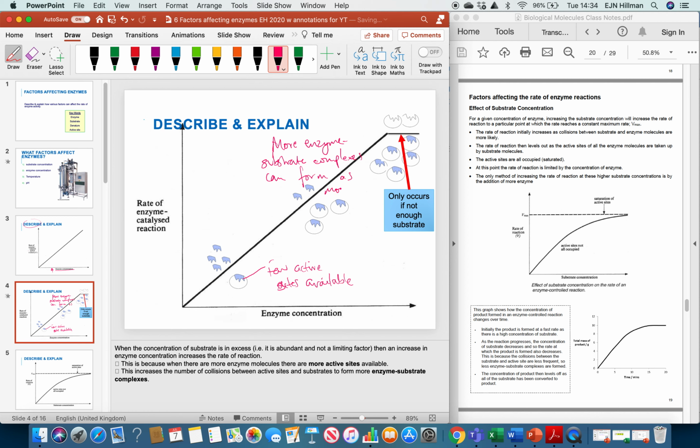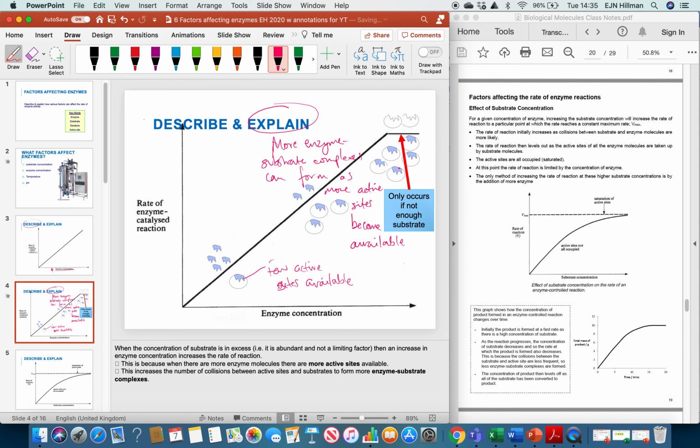As more active sites become available, so that is our explanation here. That explanation assumes that the concentration of the substrate is in excess, i.e. there is an abundant supply of substrate. Substrate is not a limiting factor.